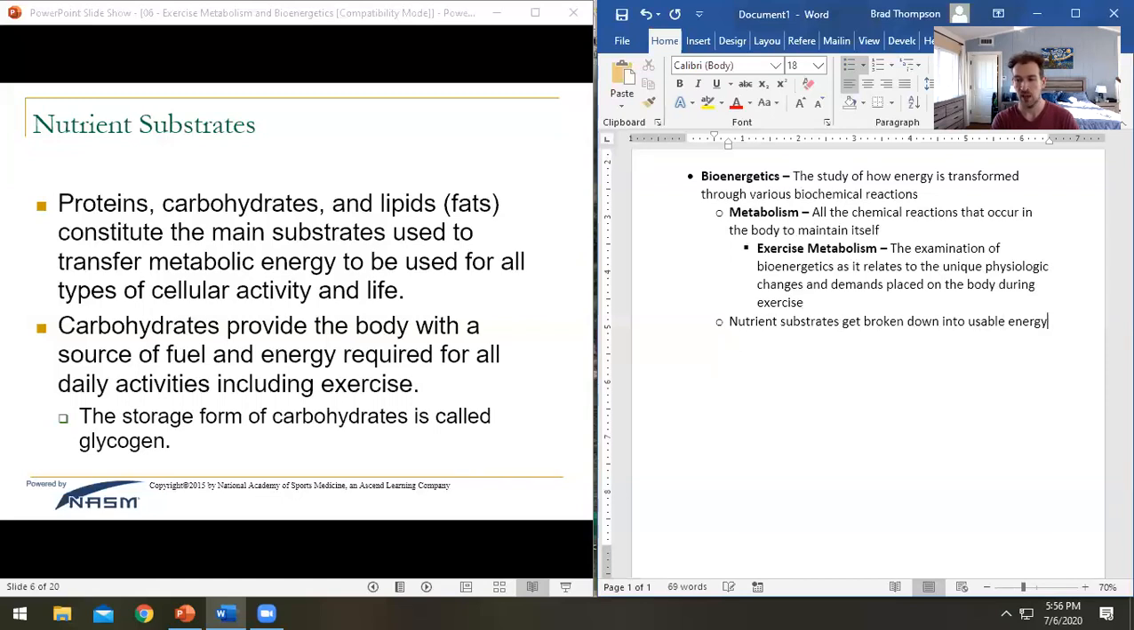And those are going to be carbohydrates, which are used directly for metabolism. Fats are also used directly for metabolism. And then we have proteins, which are converted into glucose through what is called gluconeogenesis.